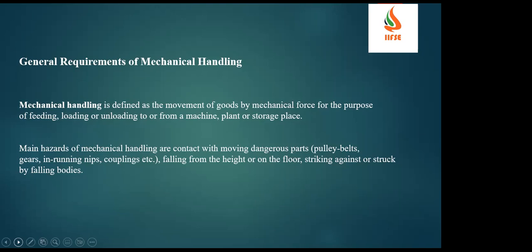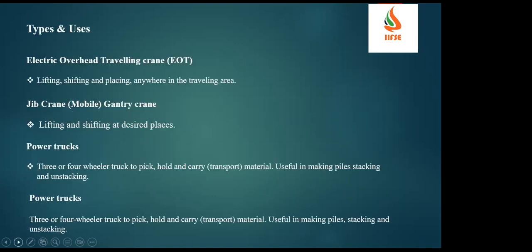You'll see equipment used for mechanical handling, like the traveling crane. It is EOT. It is quite common equipment for moving materials from one end to the other end. It is having two ends. It can travel and lift, shift, and place anywhere in the traveling area. It will have some limited traveling area. So in the traveling area, it will allow us to take the material. Another one, gantry crane. Here also we use lifting and shifting at desired places in their traveling area.